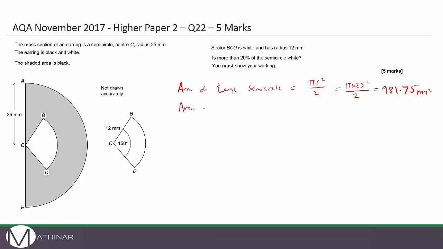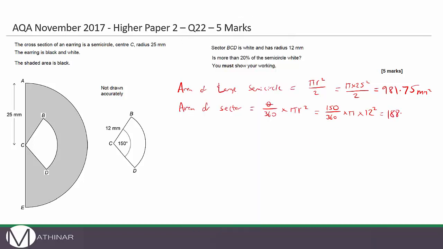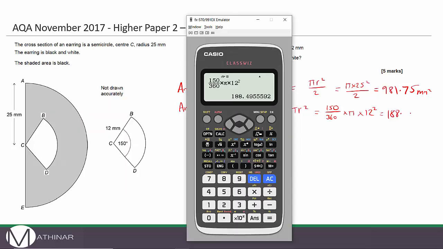Now the area of the sector, the formula for that is theta divided by 360 times pi r squared. So theta is the angle, which is 150, over 360 times pi times r, which is 12 in this sector, squared. Let's type this in. So that's 60 pi, which is 188.50.